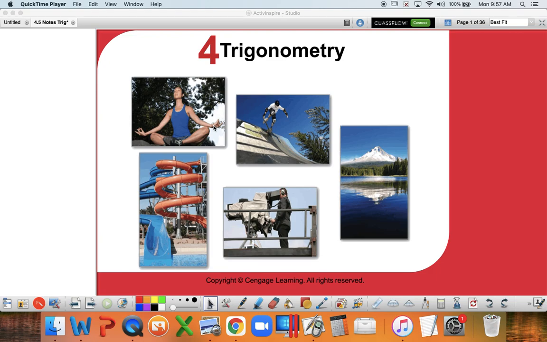Yes, we still need to know right triangle trigonometry, SOHCAHTOA. Yes, we still need to know the unit circle. But since today is all about graphing sine and cosine functions, it's definitely quite different.